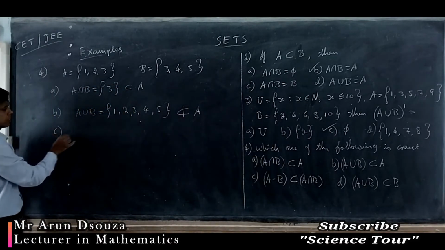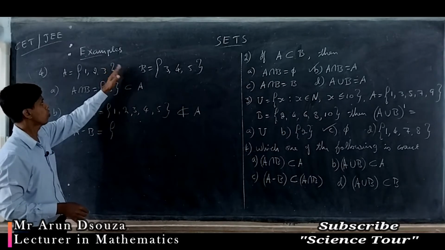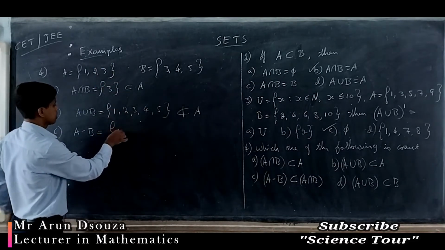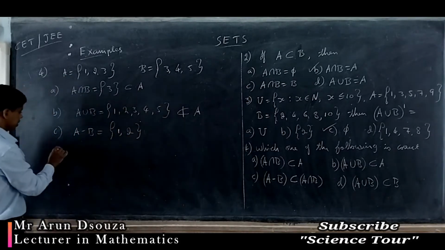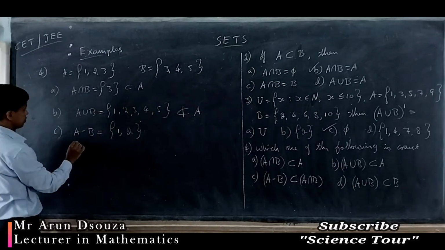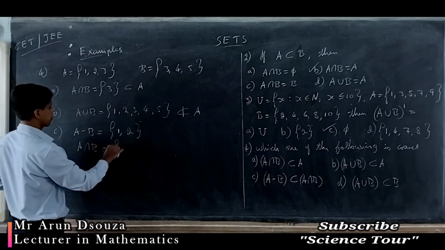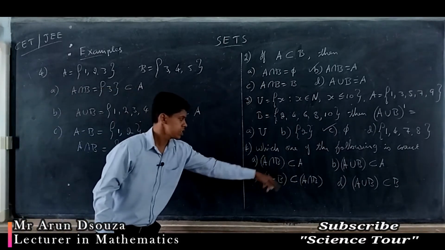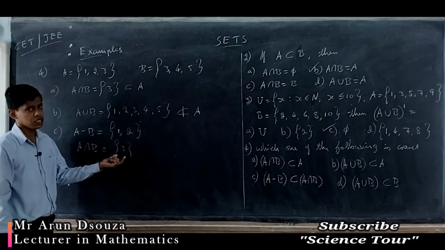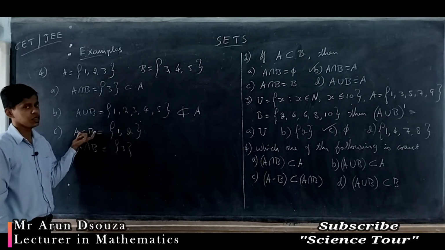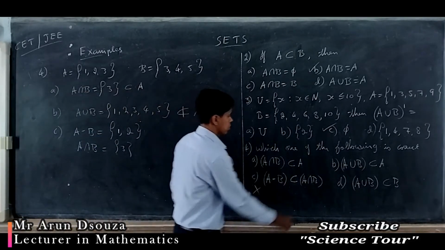Okay. Then C. What about A minus B? From A, you have to remove the elements of B. Remove 3, 4, 5. 4, 5 is not there. So, remove 3. What remains in A? So, from A, remove the elements of B. That's the meaning. And A intersection B is 3. Okay. So, now can you say it is a subset? Can you say 1, 2 is a subset of 3? No, all the elements of A minus B are not present in the intersection. So, this is also not true.